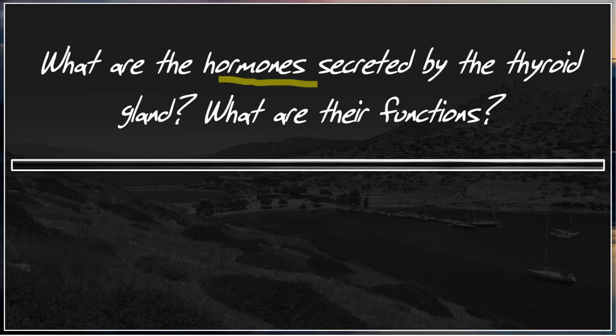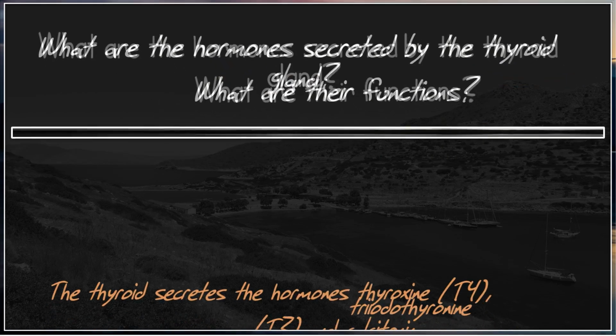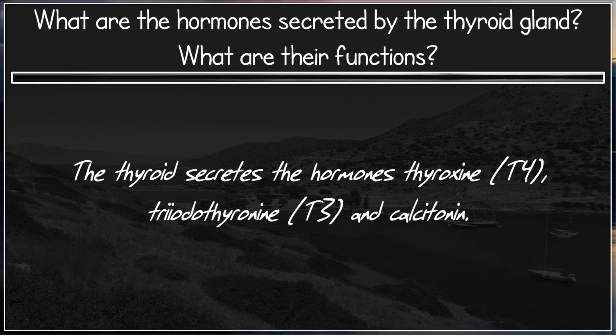What are the hormones secreted by the thyroid gland? What are their functions? The thyroid secretes the hormones thyroxine T4, triiodothyronine T3, and calcitonin.